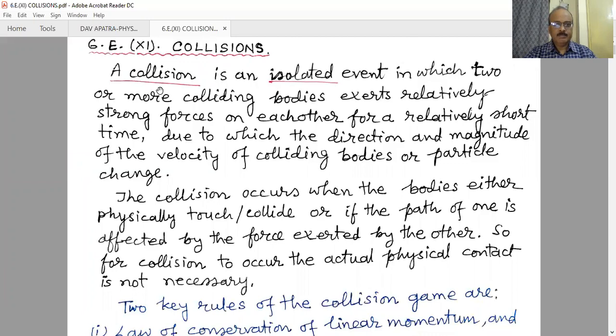What is a collision? A collision is an isolated event. The term isolated means there is no external force acting on the system. In this event, two or more colliding bodies exert relatively strong forces on each other for a relatively short time interval, due to which the direction and magnitude of the velocity of colliding bodies or particles change.